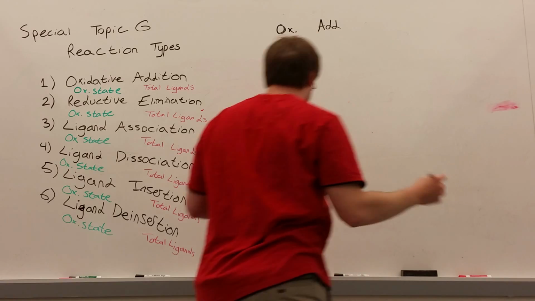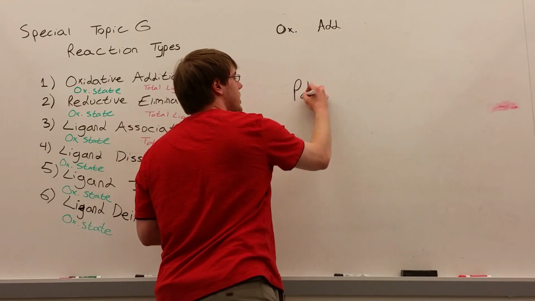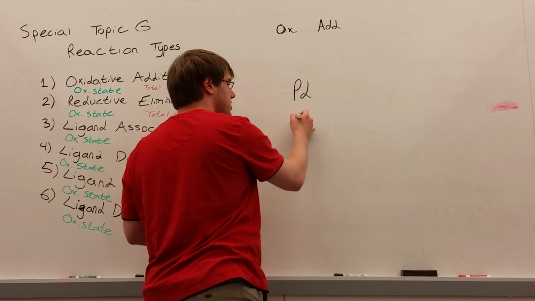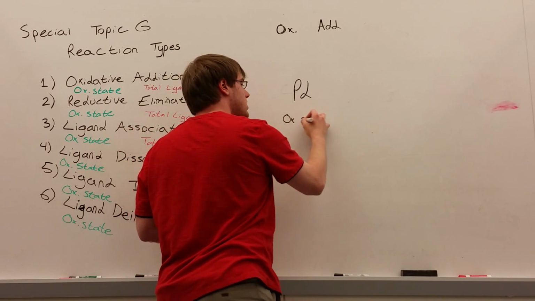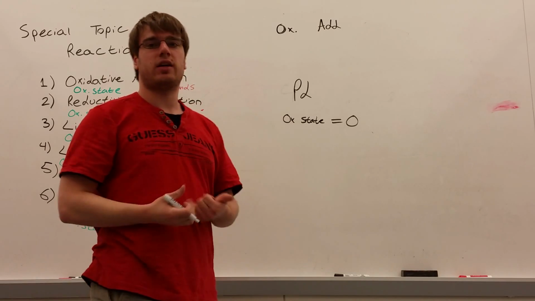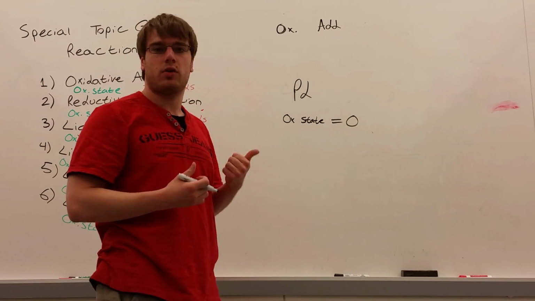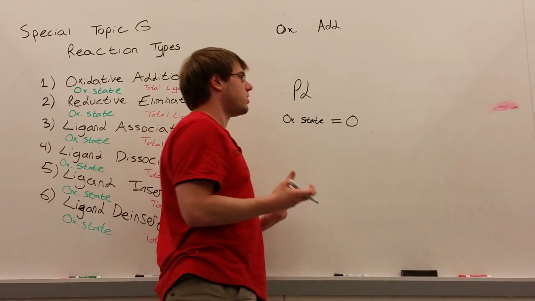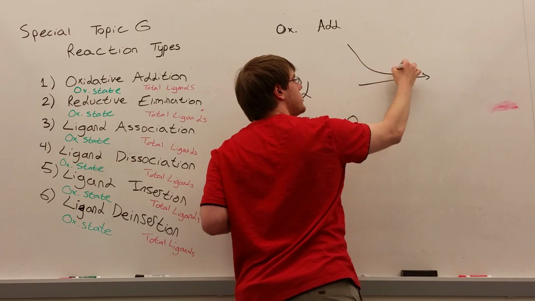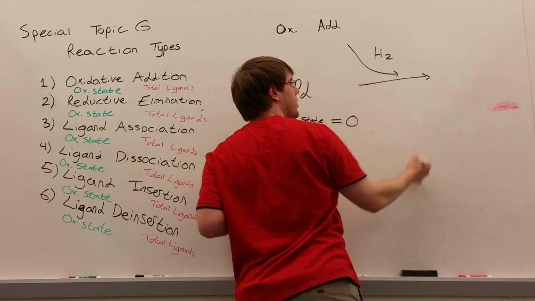So let's say we just have palladium. Nothing special about this palladium, it has nothing attached to it, and so its starting oxidation state is 0 because it doesn't have any negatively contributing ligands. Its net charge is 0, so its oxidation state is 0. And now over the arrow, you're going to see something like an H2 coming in. This is one common example.